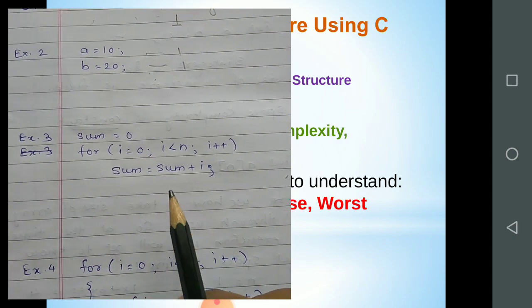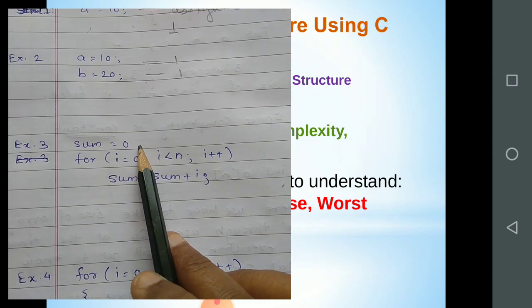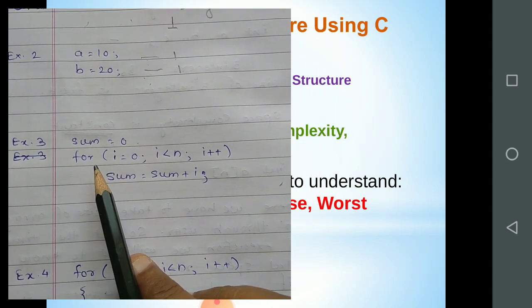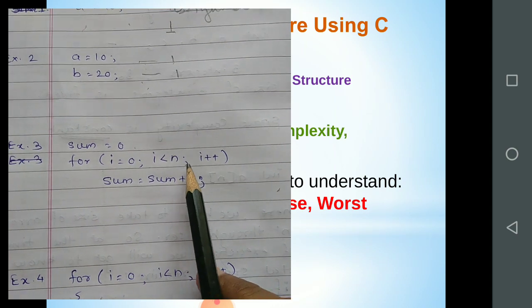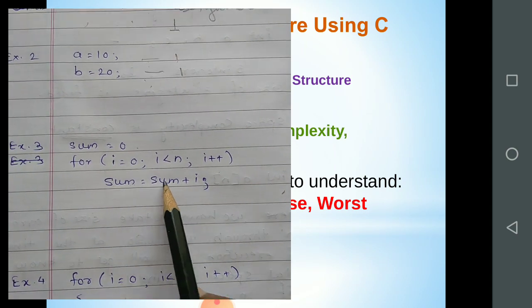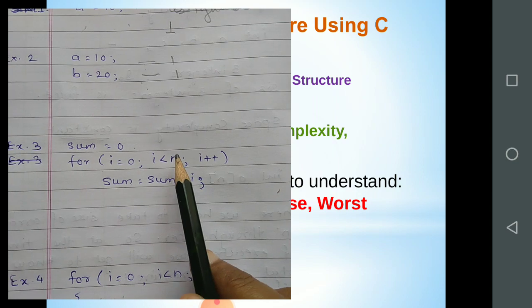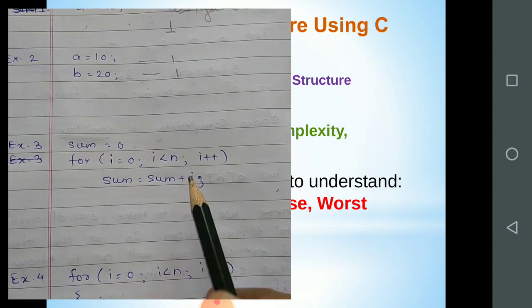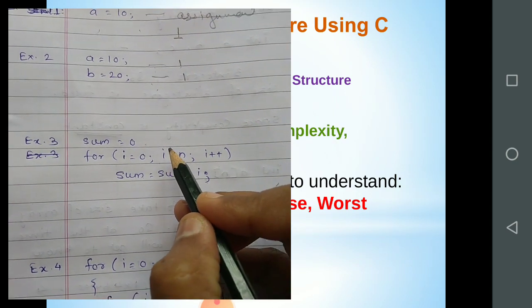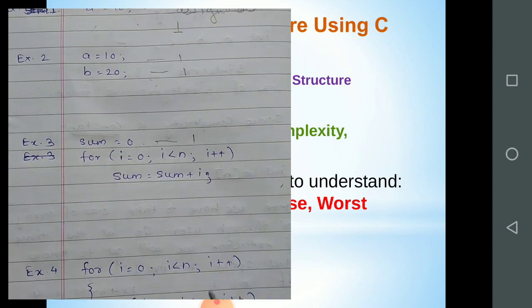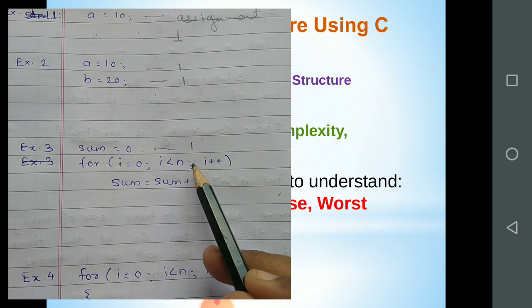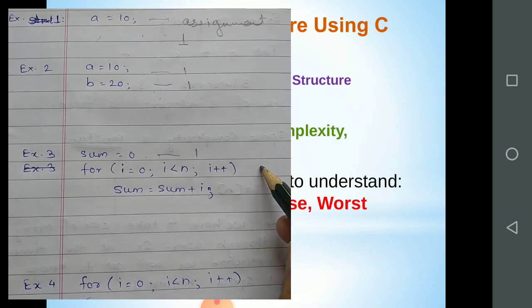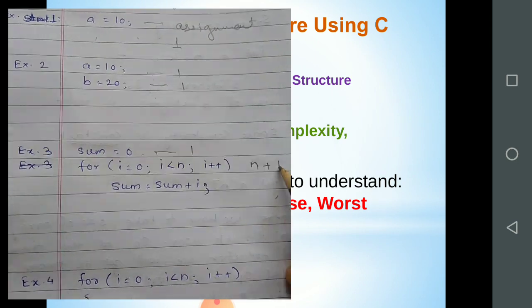The next example is this. Here sum is equal to 0, which is already defined, and the next one is the looping statement: for i is equal to 0, i is less than n, i plus plus, sum is equal to sum plus i. For sum is equal to 0, it is an assignment statement, it requires 1 unit of time. The statement for i is equal to 0, i is less than n, i plus plus, will execute n plus 1 number of times.